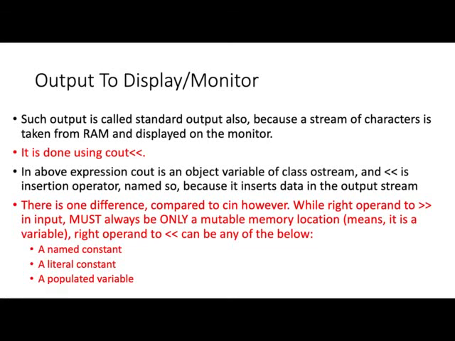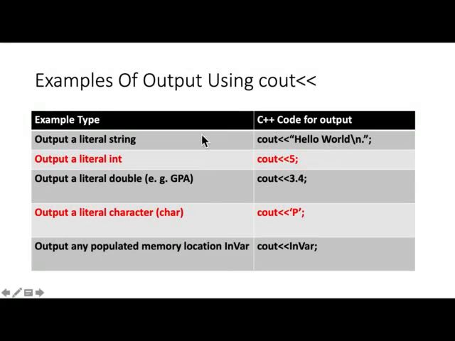Extraction operator is more strict. Its right operand can only be a variable. So these are examples of output using cout and the insertion operator. I want to output a literal string, let's say hello world. Then I have cout, insertion operator. In double quotes I have this string hello world, \n means go to the next line after this output. So the whole string is enclosed in a pair of double quotes.